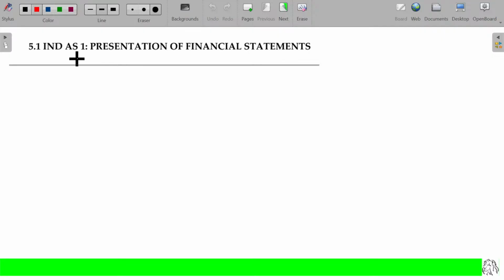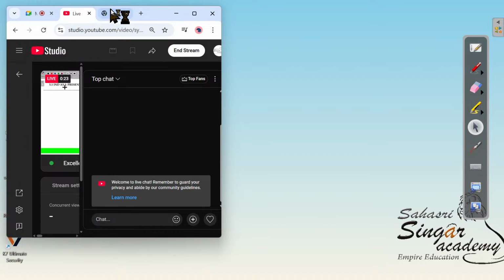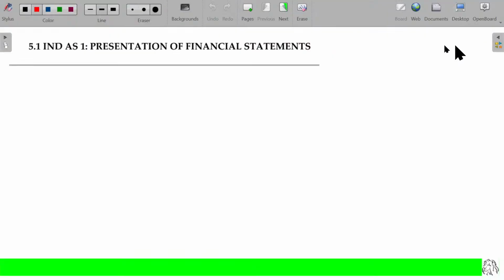So in Ind AS number 1, what we cover: financial statements and its presentation model. How do we present the financial statement?